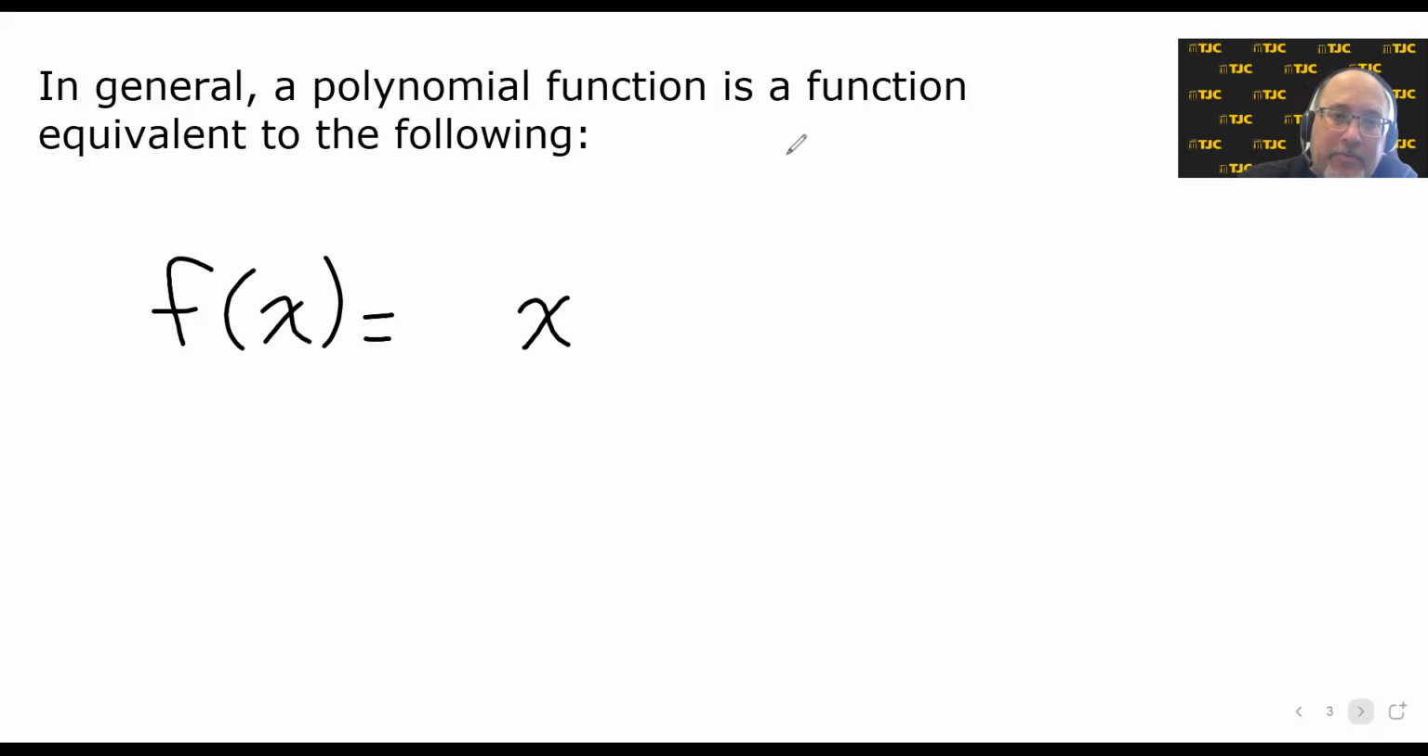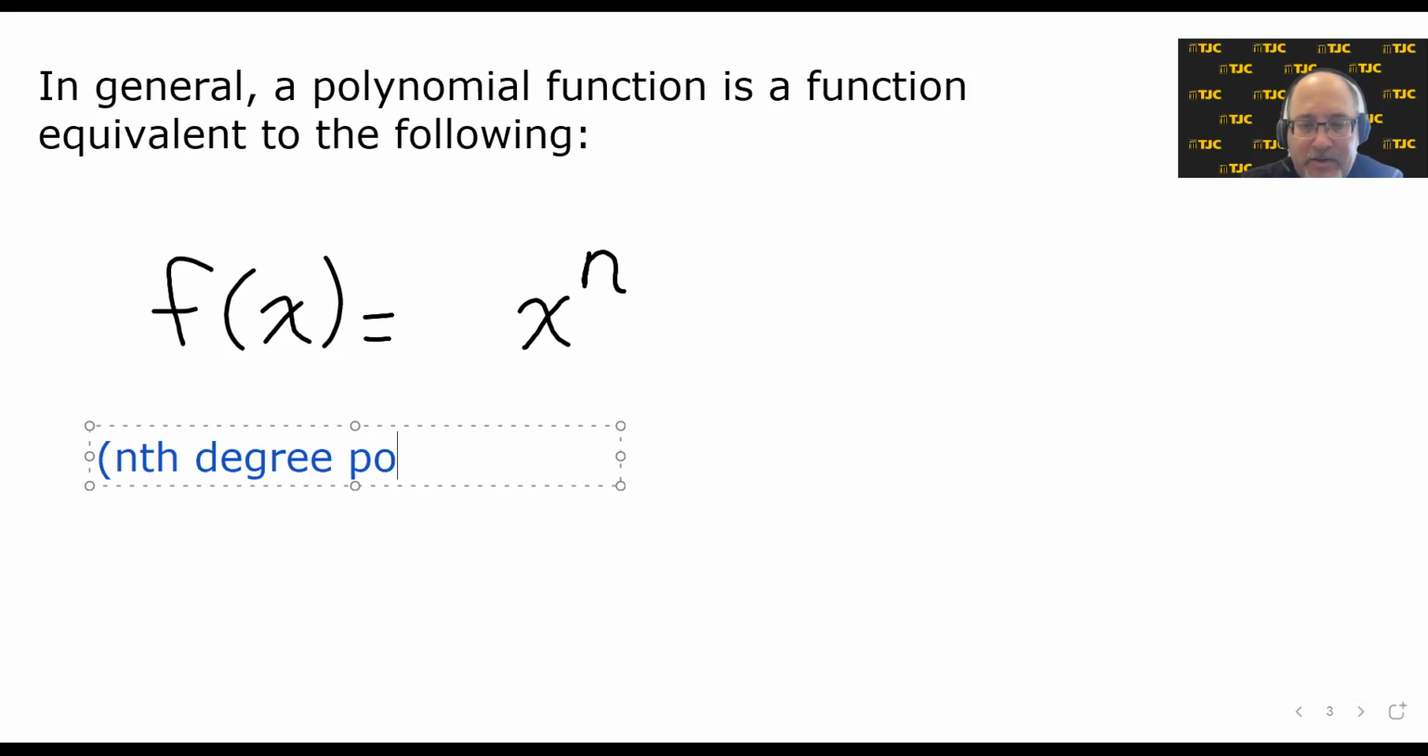The typical variable for the degree of a polynomial that you don't know is n. So we'll say that this is an nth degree polynomial. Let's go ahead and type that here. This is an nth degree polynomial, just a generic way to represent some degree.